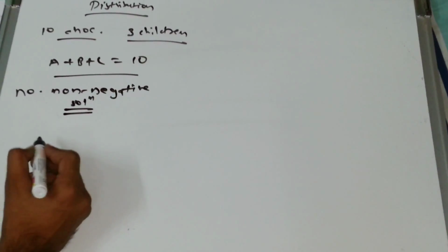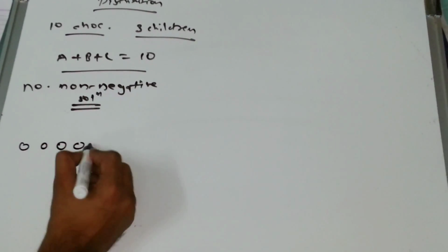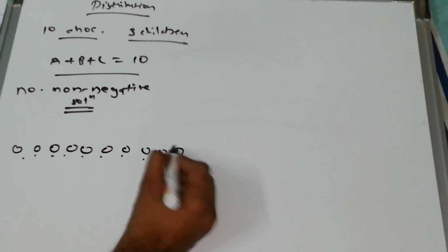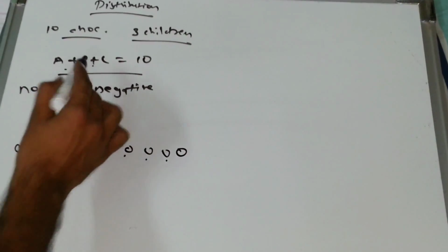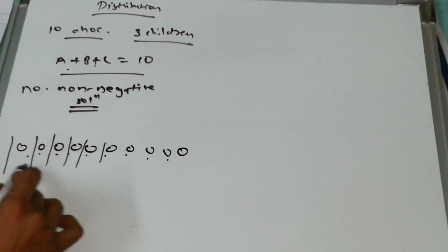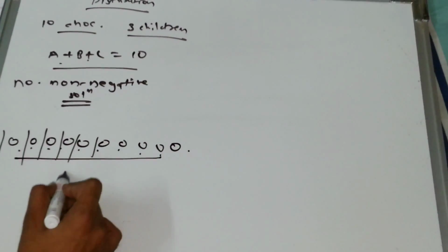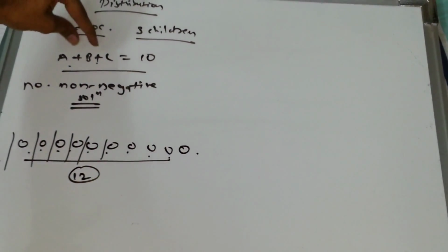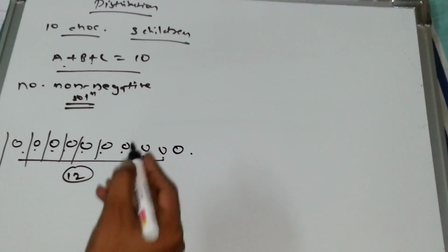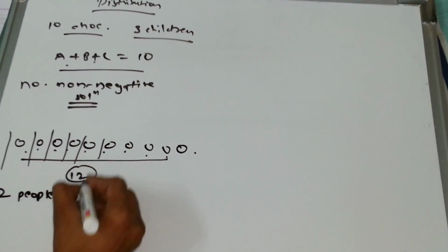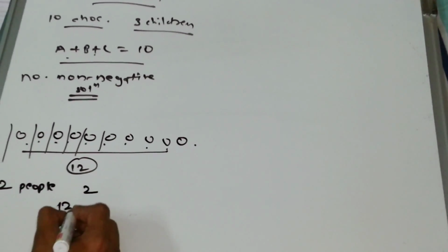How do we find that? For example, if I have 10 chocolates, say these are the 10 chocolates: 1, 2, 3, 4, 5, 6, 7, 8, 9 and 10. And now I have 2 partitions mainly. These partitions can be over here, here, here, here, here, here. In short, these are all the 10 plus 2, so I have 12 partitioning positions and I have 2 partitions only. So this is the same as having 12 people and I have to select 2. So this is given by 12C2.